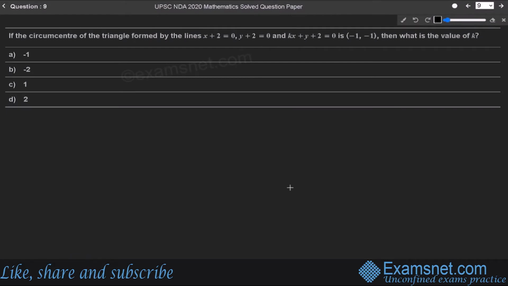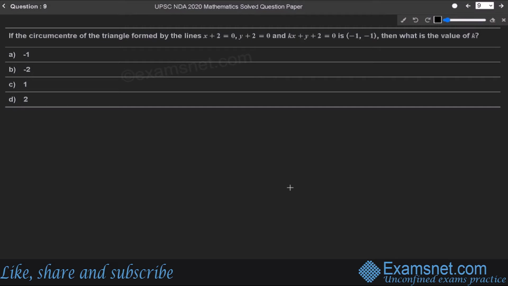Next question is, if the circumcenter of the triangle formed by the lines x plus 2 equals 0, y plus 2 equals 0 and kx plus y plus 2 equals 0 is (-1, -1), then what is the value of k? Again you can see that this is a question from equations, and we are very well familiar with how to solve equations of two sides of a triangle.